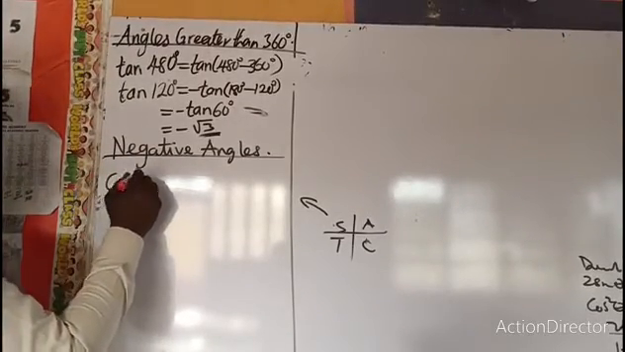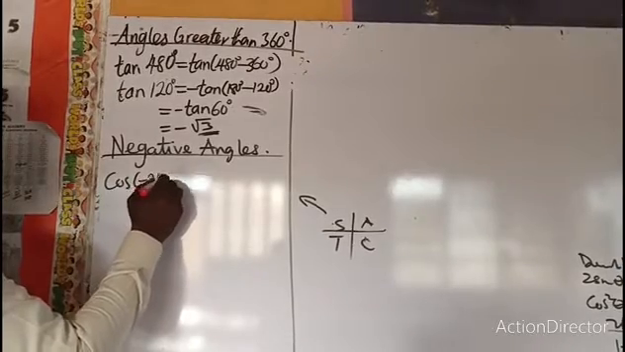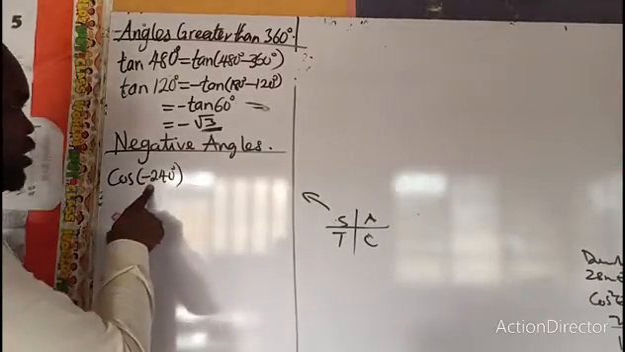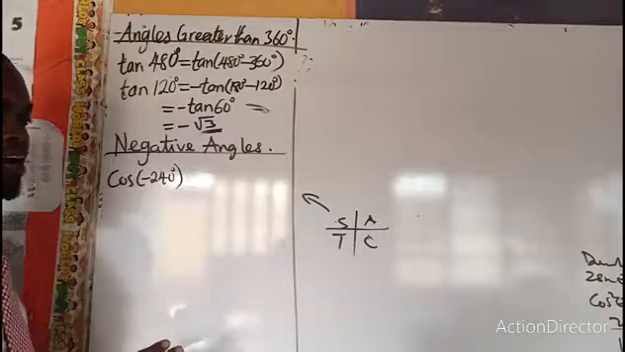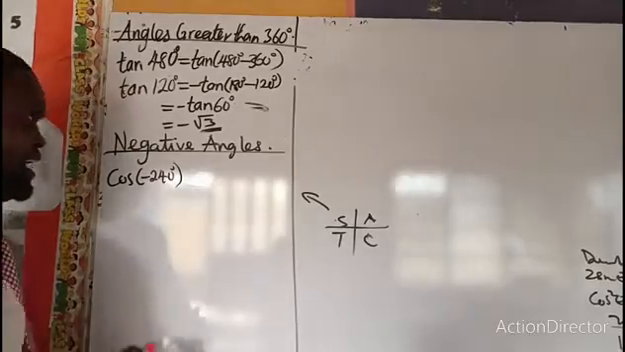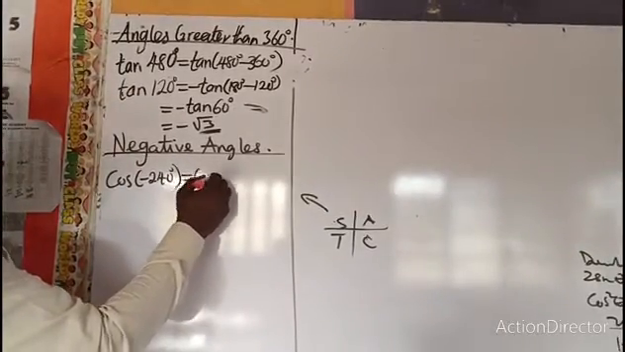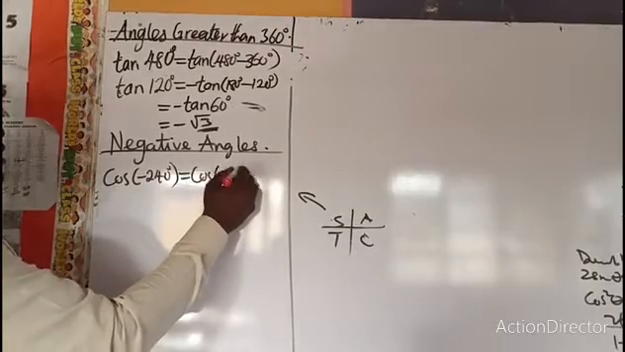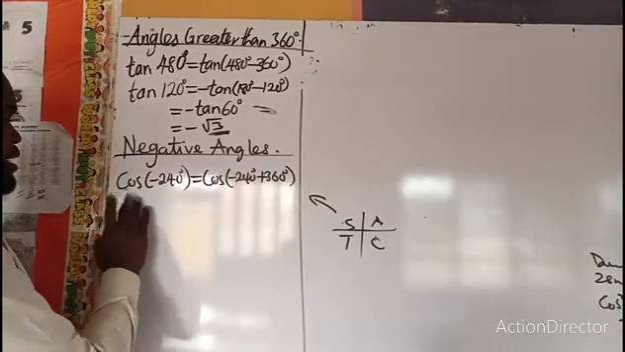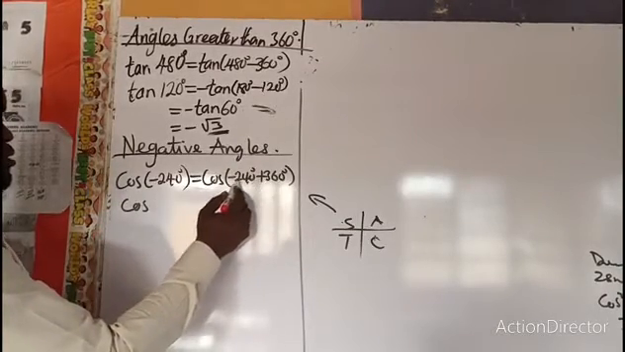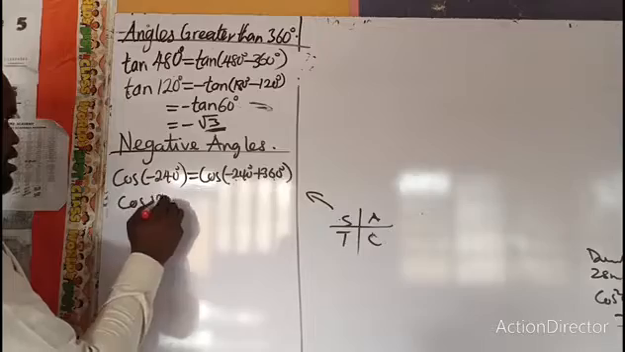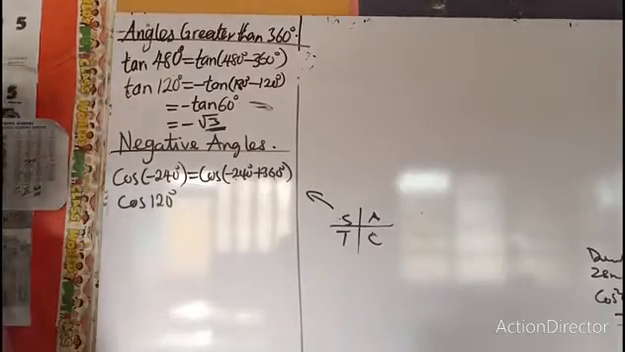If you are given a negative number, what are we going to do? Let's say, for example, we are given minus 240 degrees. Very simple. When you are given a negative number, add 360 degrees to the number until the number becomes positive. Meaning I will say cos of minus 240 degrees plus 360 degrees. By the time I add it, I get cos of 360 degrees minus 240, which gives us 120 degrees. So we have cos 120 degrees.